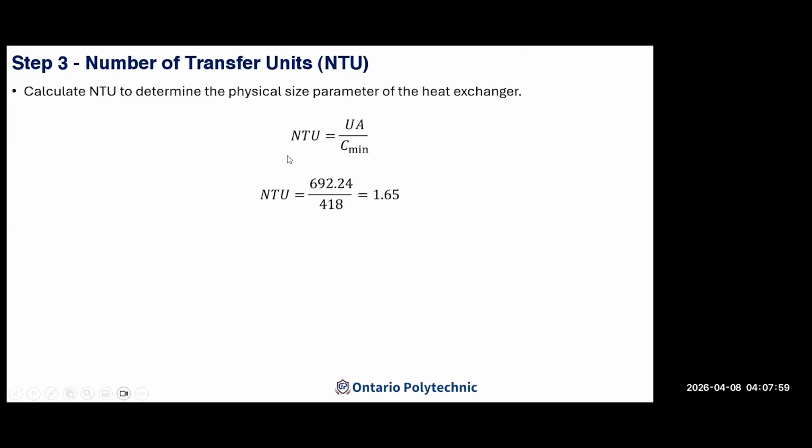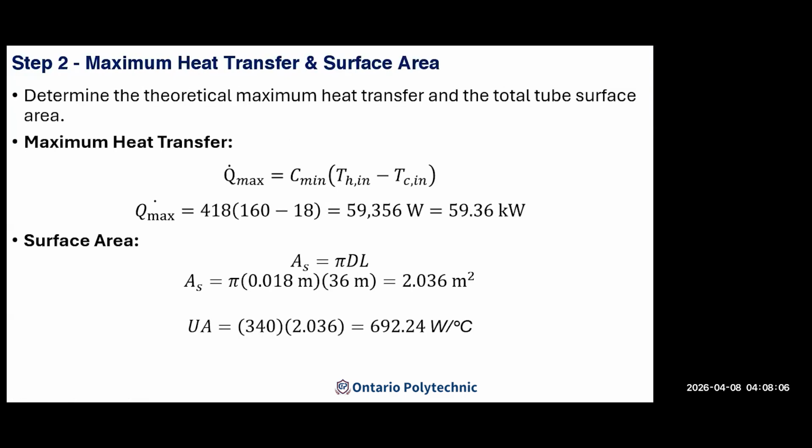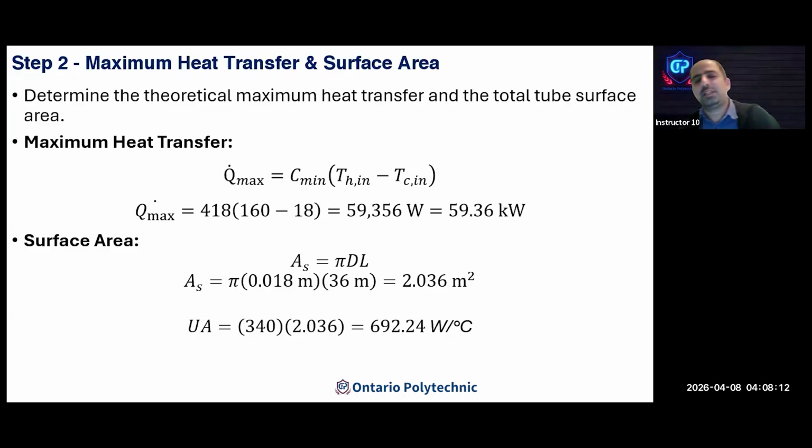A question here, sorry about that. Yes, no worries. Why is there a Q maximum here? Why do we use C minimum? As I mentioned, the fluid with the minimum specific heat rate experiences the maximum temperature difference. That's why here we are using C minimum, and the fluid with the maximum C doesn't experience the maximum temperature difference.